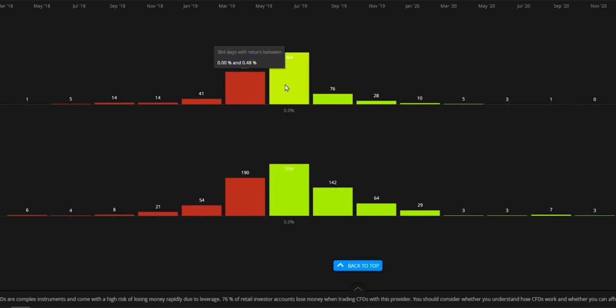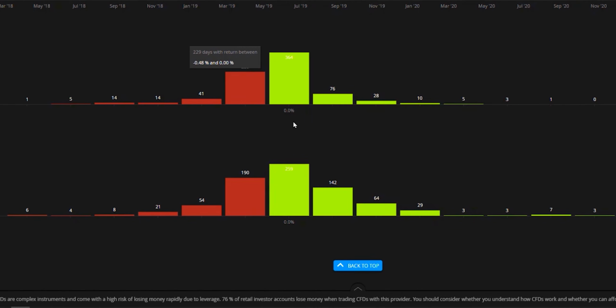Now these bars get automatically categorized in terms of what the range of returns is for a trader. So in this particular case, you can see that this bar is for returns between 0 and 0.48% on a daily basis. And so the corresponding red bar here is for returns that are between 0 and minus 0.48. So what we're looking for is for this bar, ideally, being larger than this bar, because that means there are more days that are profitable for those particular ranges.